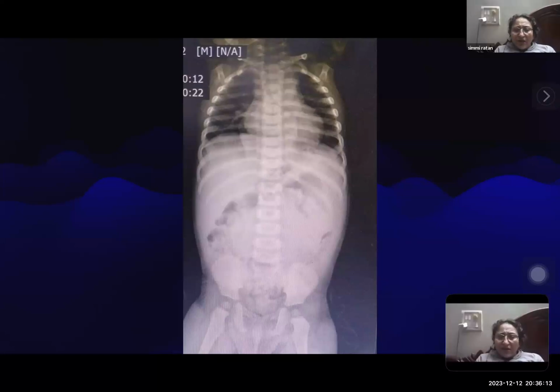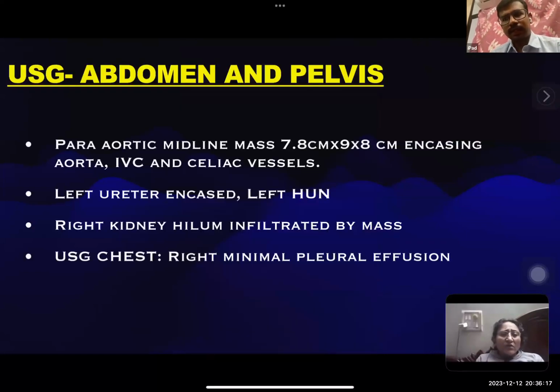Next, ultrasound finding we have? Yes, sir. Please show. Yes, ma'am. This is the ultrasound finding, madam. There is a para-aortic midline mass of 7.8 centimeters, 9 into 8 centimeters, encasing the aorta, IVC, and celiac vessels. The left ureter was encased with left hydronephrosis, and the right kidney hilum was infiltrated by the mass. And the USG also showed a minimal right pleural effusion.